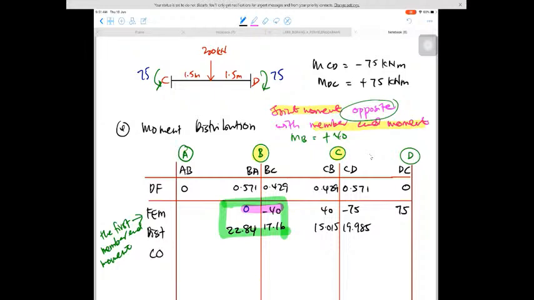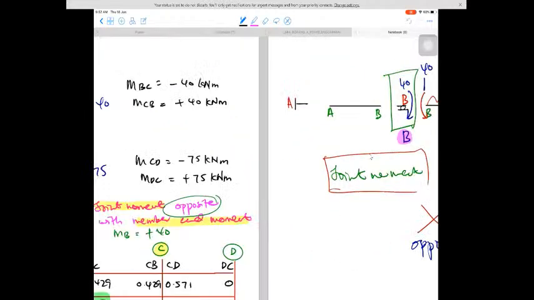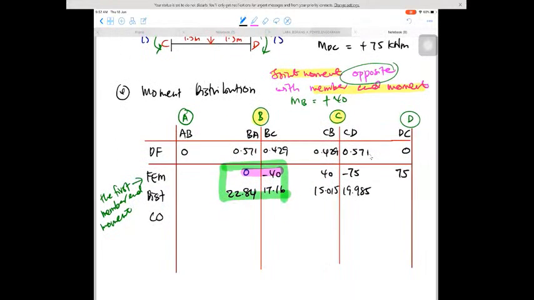Remember that I have explained the joint moment also in my previous session, referring to this example. Based on the concept, the joint moment and the member-end moment are always opposite. The moment that we distribute is actually the joint moment, not the member-end moment.